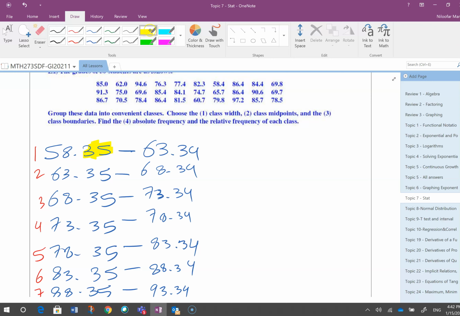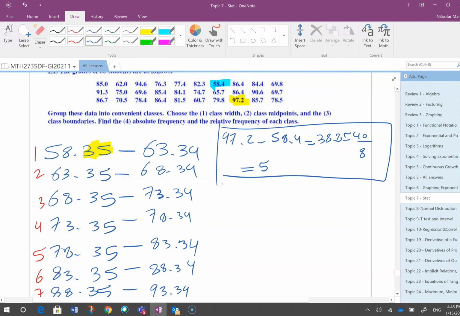So here, what is maximum? Maximum is 97.2. Minimum is 58.4. So I find 97.2 minus 58.4 equals 38.8, which is almost 40, divided by 8 equals 5. I round it up because I don't want to divide 38.8, so I round up and divide by 8 and I get 5.